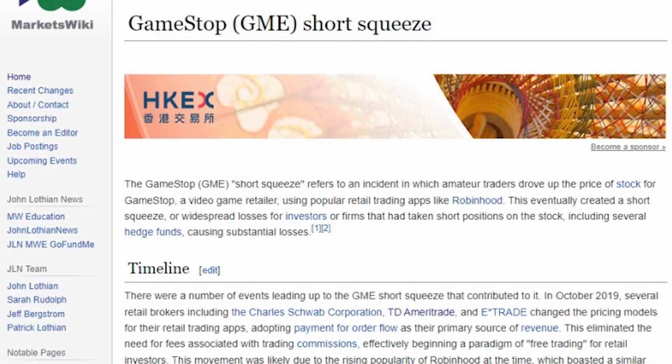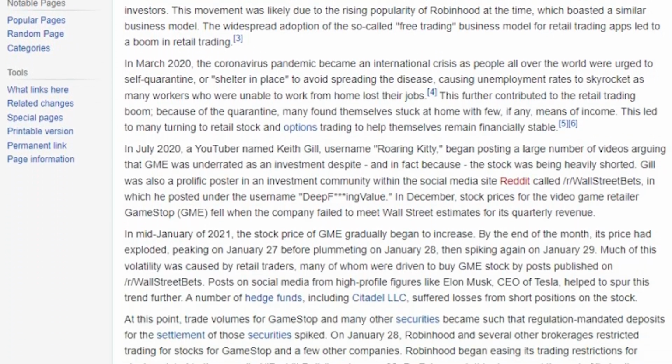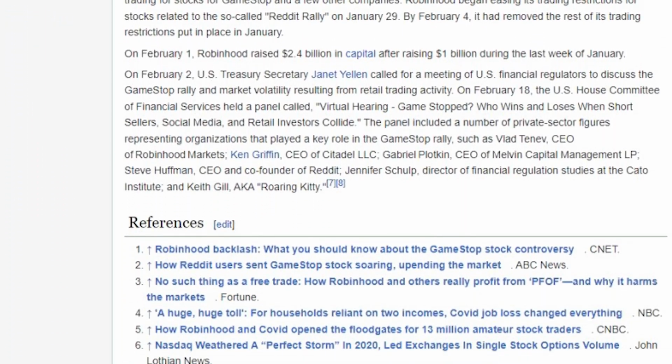Even with all of these advantages and resources at their disposal, institutional investors still sometimes make mistakes, and retail investors are able to take advantage. The most notable case of retail traders causing massive losses for institutional investors was the GameStop short squeeze of 2021. Now, you can read more about the GameStop short squeeze on marketswiki.com, but the basic premise is that institutional investors built up large naked short positions and were at a huge exposure to losing a lot of money if the price of the underlying asset, which was GameStop stock, went up.